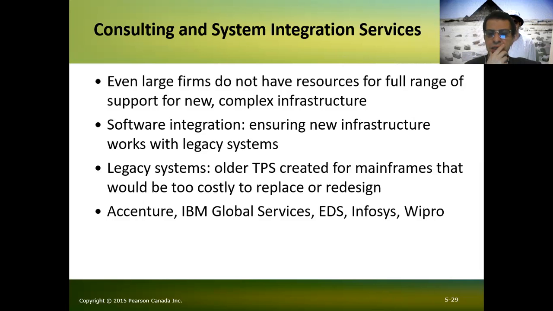And then you have the legacy systems, which are the older TPS, transaction processing systems, created by the mainframes, that would be too costly to replace or redesign. These are the legacy systems, and they could be created by old servers also. It doesn't have to be the mainframe. It's usually people like Accenture, IBM Global Services, Infosys, Wipro, and on a smaller size probably ITS, who do this kind of work.